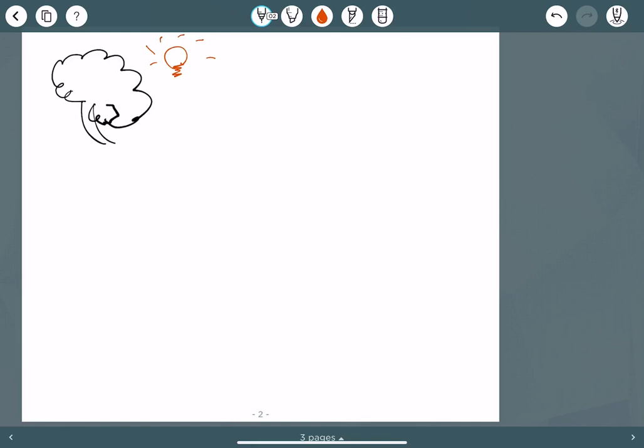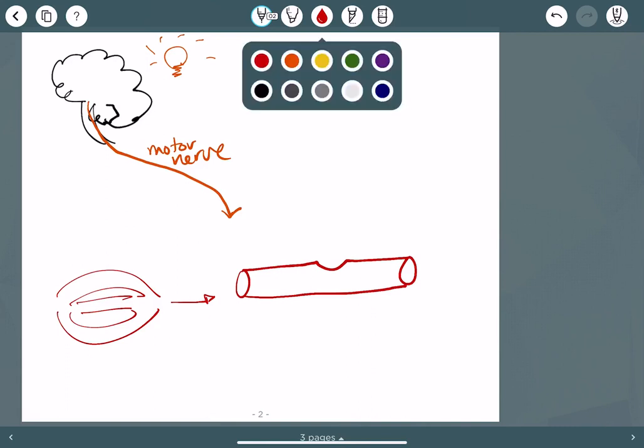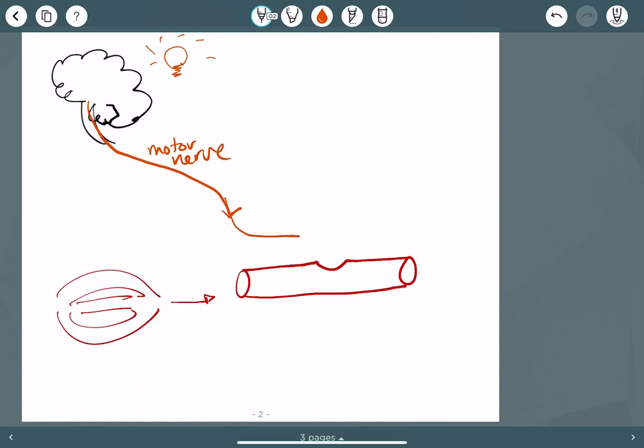That's a light bulb coming out of an idea turning on. So you will send an action potential down a motor nerve. And that motor nerve will ultimately end up in skeletal muscle. So in this big, huge skeletal muscle that is subdivided into these little bundles that ultimately come down to a single muscle fiber. And a muscle fiber, again, is the individual muscle cell.